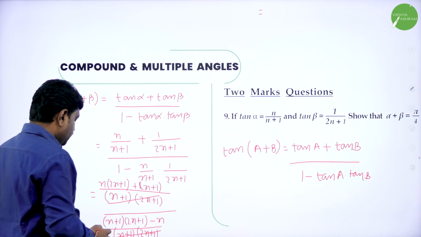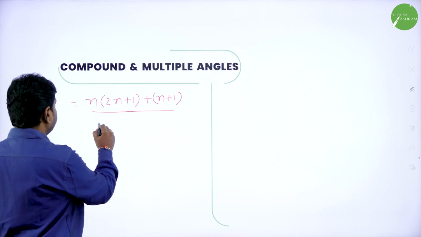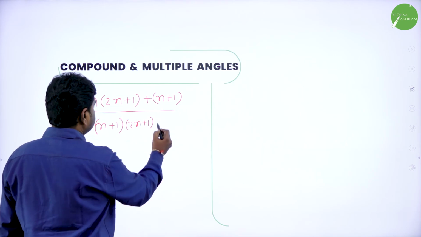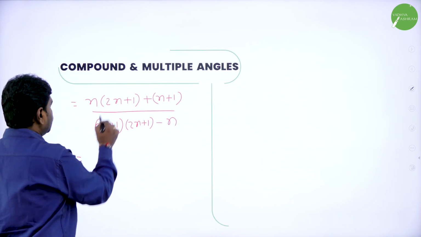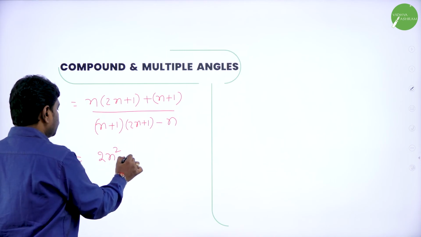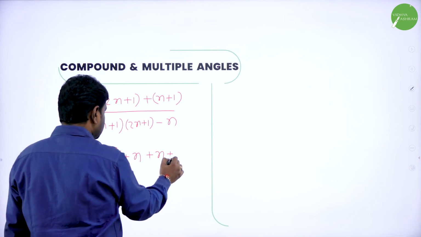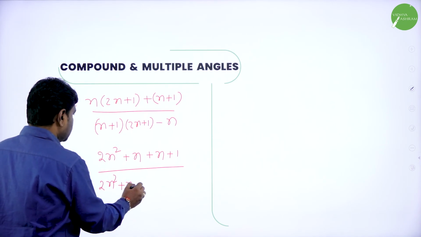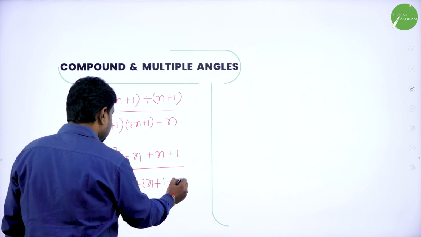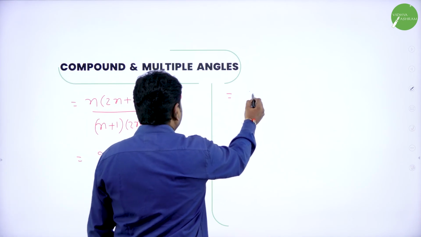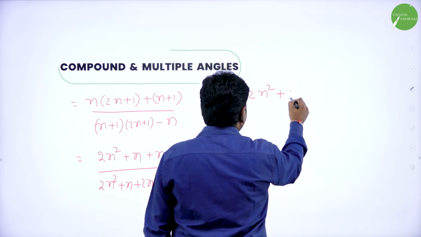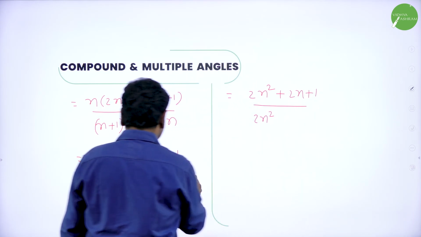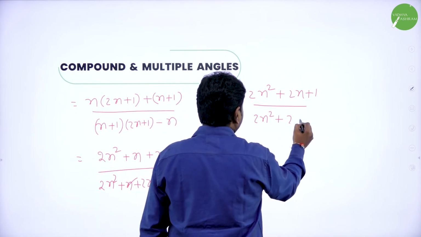divided by denominator n plus 1 into 2n plus 1 minus 1, n plus 1 into 2n plus 1 minus n. Simplify this. So numerator 2n into n is 2n square plus n into 1 is n plus 1, divided by 2n square plus n plus 2n plus 1 minus n. So numerator 2n square, n plus n is 2n plus 1. Denominator 2n square, see here plus n minus n cancels, so plus 2n plus 1.